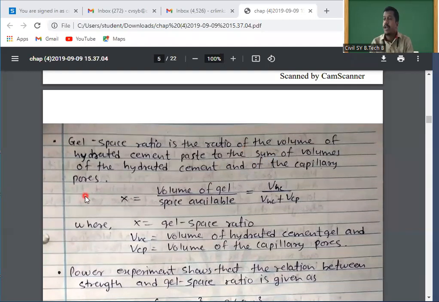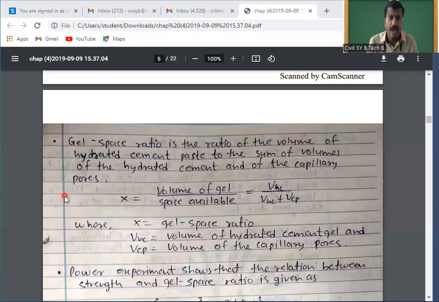The volume of your hydrated cement paste. As everyone knows, when you add some quantity of water to a given cement paste, what will happen? The hydration process will start, correct? Heat will get liberated and the cement particles will start gaining strength, correct? So gel space ratio is nothing but the ratio of hydrated cement paste to the sum of volume of hydrated cement paste plus capillary pores.